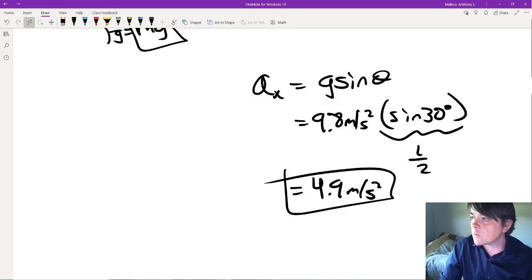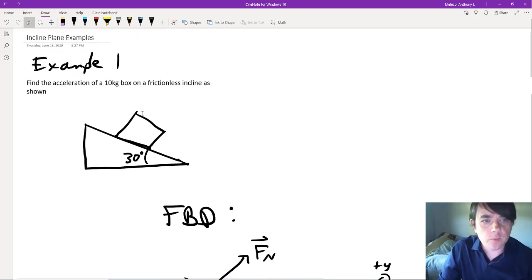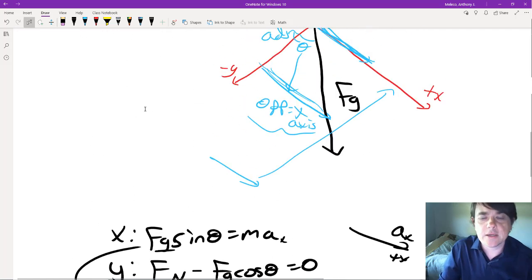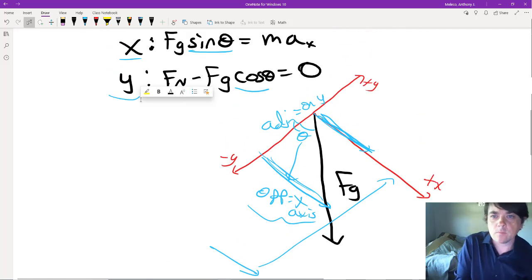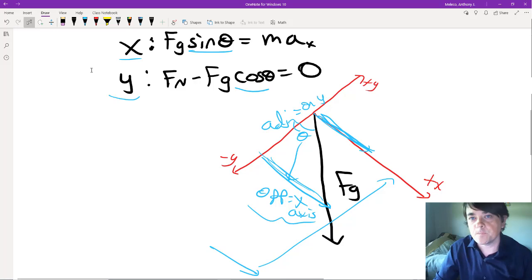And so, yeah, that's kind of this problem. There's really not too much to it. The hardest thing is figuring out this incline, okay? Figuring out why the forces flip, okay? And the forces flip because the adjacent side is now on the y and the opposite side is now on the x-axis, okay, with a tilted coordinate system.